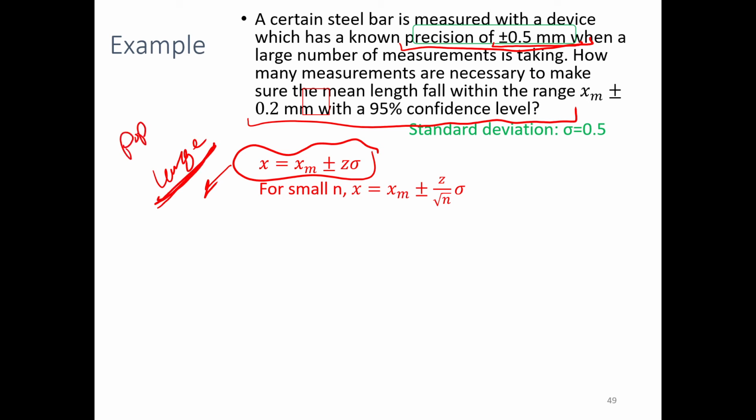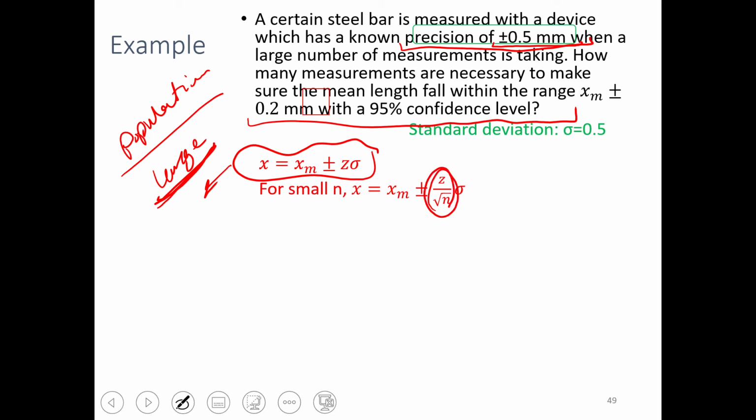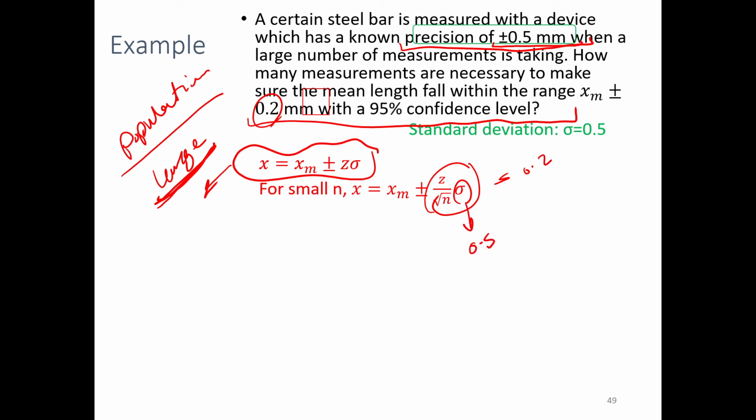Let's call them the real population. But if you want to minimize the measurement, we are actually just considering a small sample. So this is how you represent the uncertainty: Z over the square root of the number of measurements, multiplied by the standard deviation. We want this to be equal to 0.2. We have the sigma, which is 0.5, and we have the confidence level, 95%.